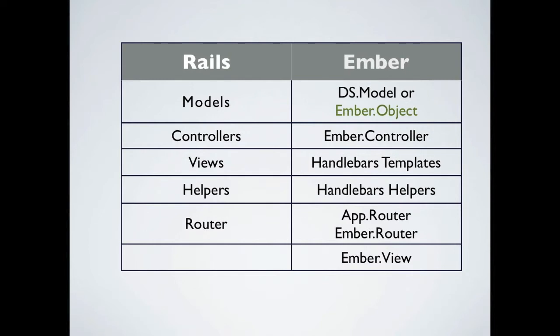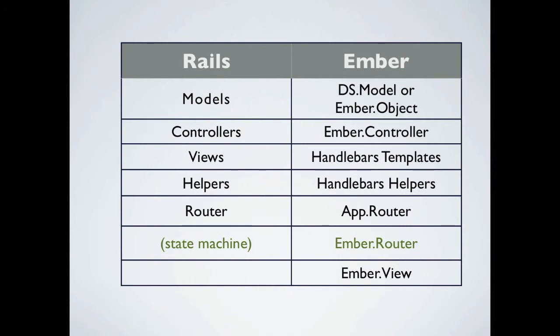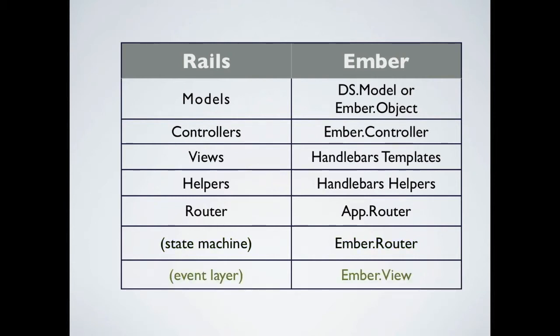Then I noticed, hey, there are two routers in Ember. What are they doing? So I looked closer. App.Router is what we think of as a Rails router, while the Ember router is really more of a state machine, although that's less obvious since they changed it last January. And then the Ember view is like an event layer, which is where all the clicks are handled, all like the typing, did they just stop typing, all the stuff that would not be feasible to do on a server-side framework.